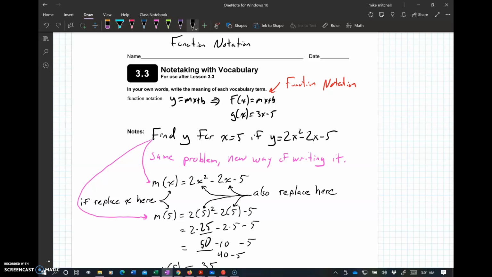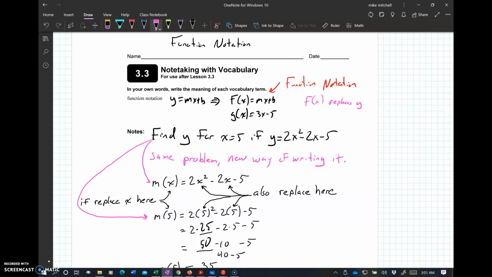It's read f of x equals mx plus b. Very similar to our slope-intercept form that we have over here, except y, I should say, f of x replaces y. And it's not always f of x. I've got g of x written down here equals 3x minus 5.